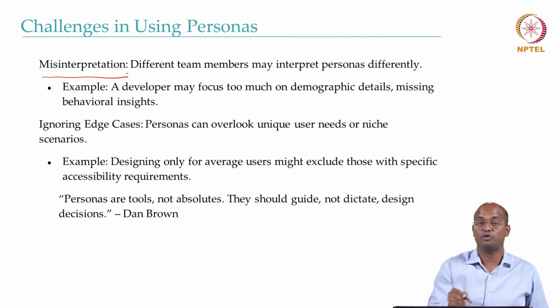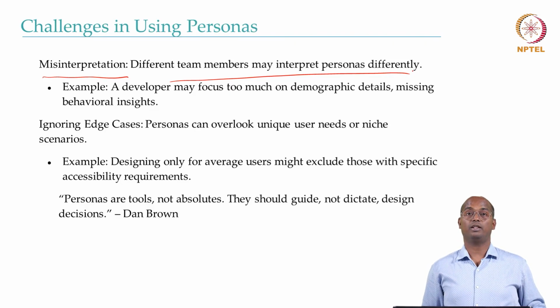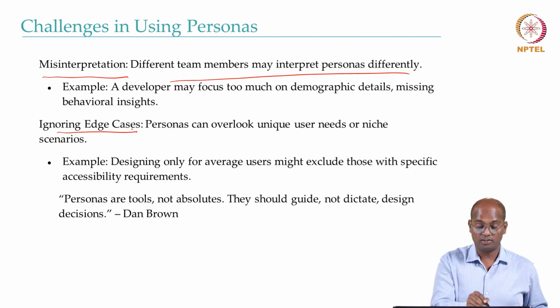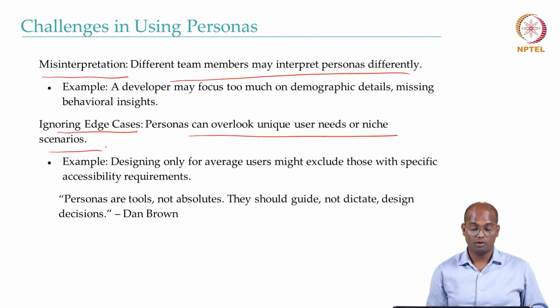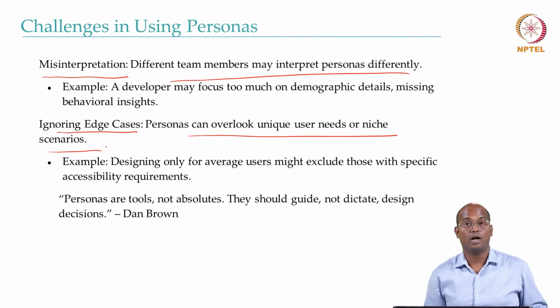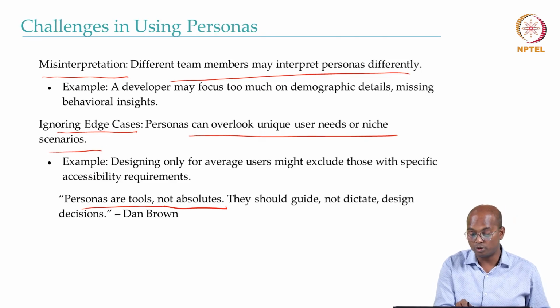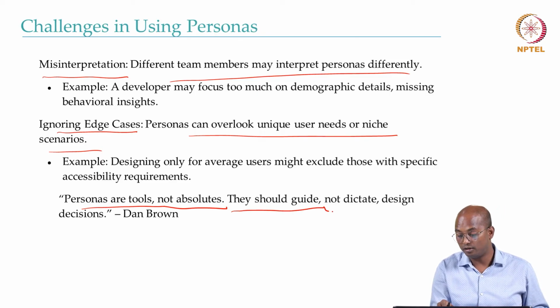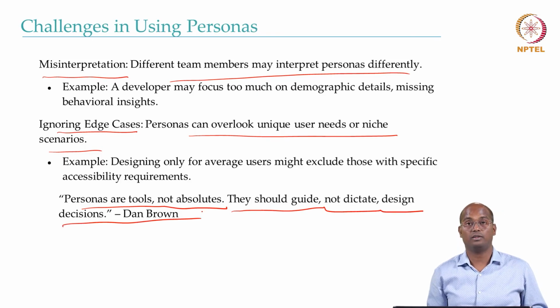Misinterpretation, that is something we should be very careful about. Different team members may interpret personas differently, which will probably lead to building a solution that is even conflicting in itself. Ignoring edge cases: personas can overlook unique user needs or niche scenarios, so that is something you have to be careful about. So personas are tools, not absolutes. They should guide, not dictate design decisions. Dan Brown said.